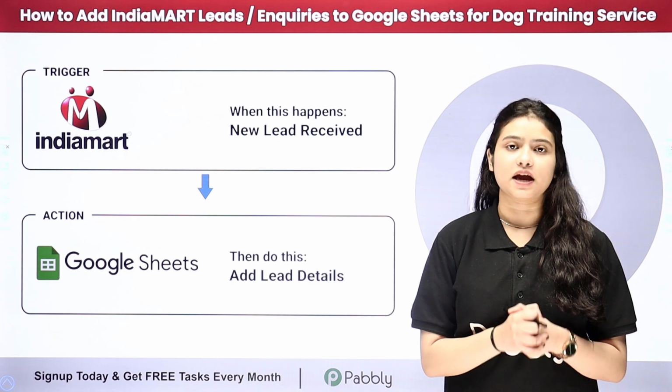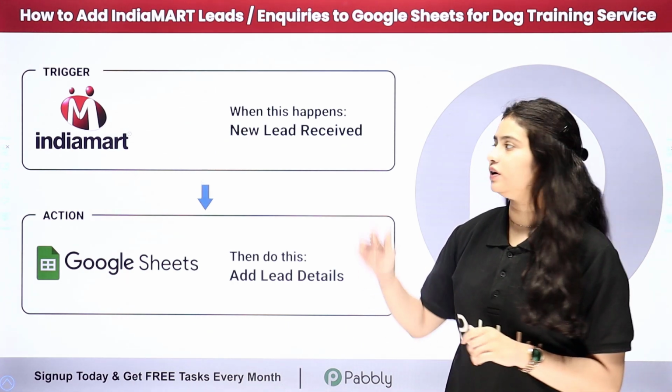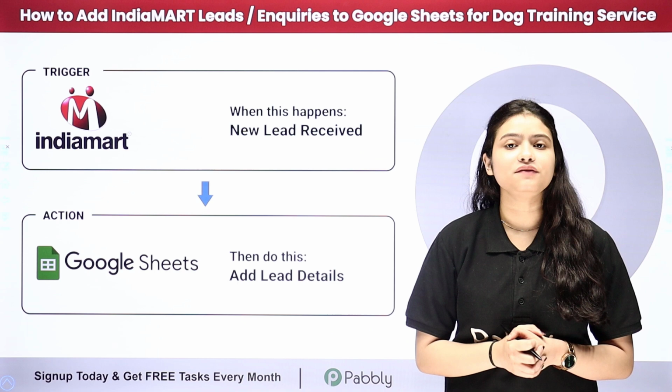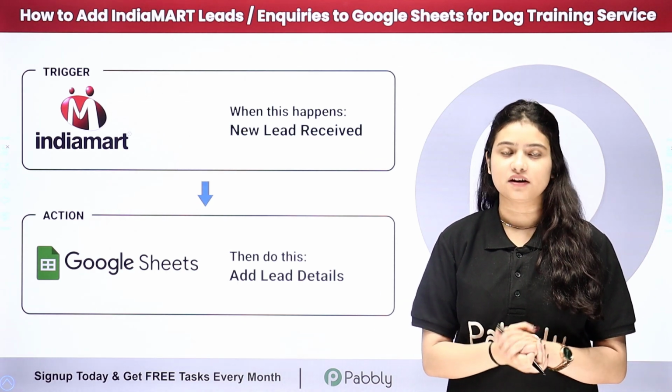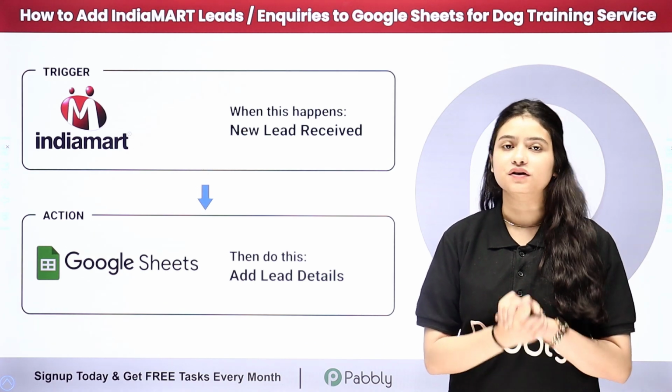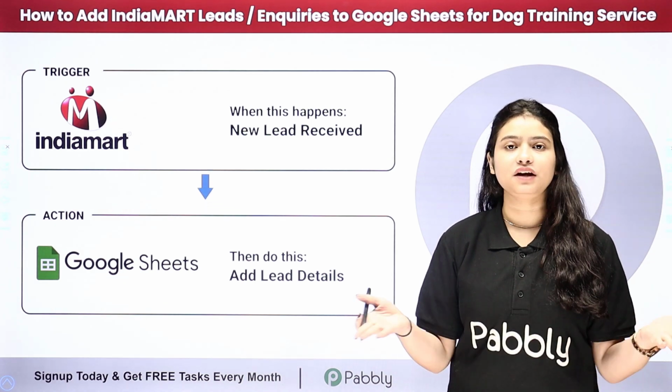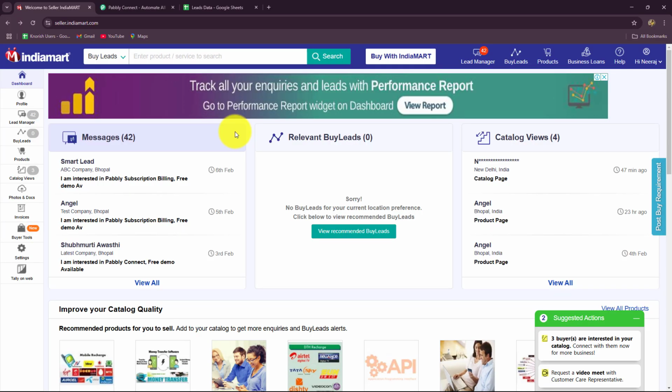Now, to automate this entire process, we will have to build a connection between IndiaMART and Google Sheets, and that we are going to do without any coding and programming skills, simply with the help of Pabbly Connect. So for your business, if you also want to learn this amazing automation step by step, for that you have to come towards my screen. Welcome to my screen everyone.